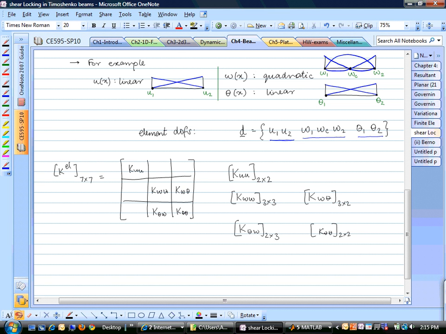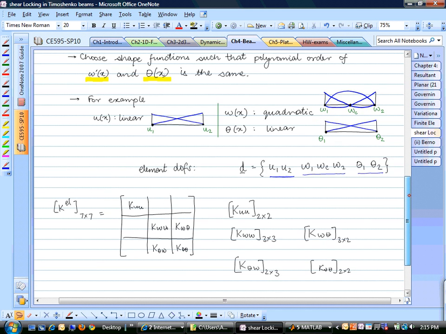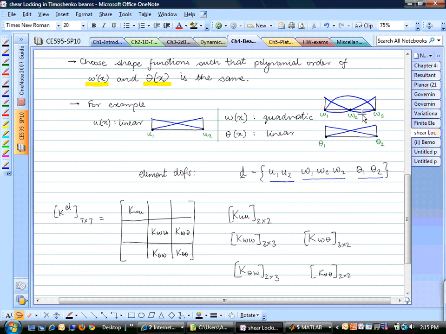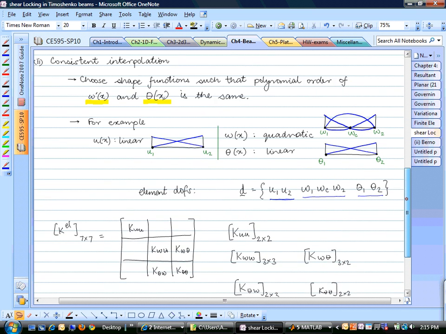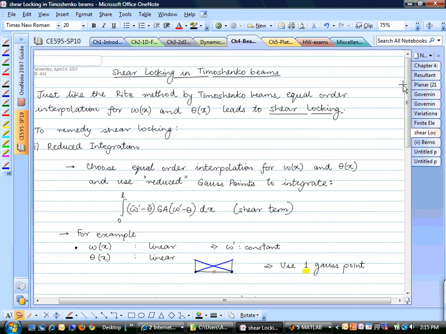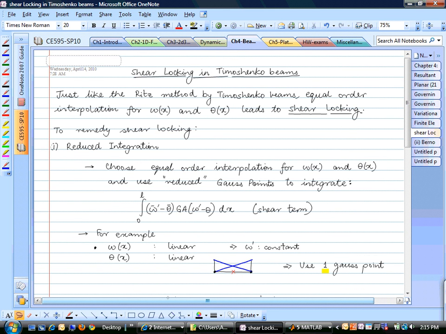So even when we use different order interpolations for W and theta, we can construct a square stiffness matrix, even though individual terms might actually be rectangular. This type of element is called a consistent interpolation element. It does not show shear locking. So you can go ahead and integrate your element stiffness matrices with full integration, and it will not show shear locking. So that's how you would construct element shape functions for Timoshenko beams.